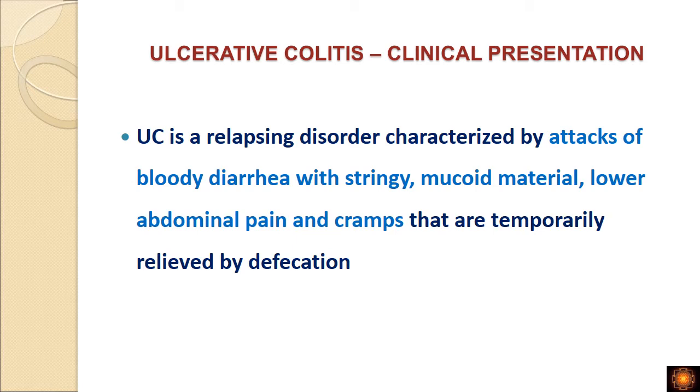Now the clinical presentation, how the patient will present: he will have attacks of bloody diarrhea with stringy mucoid material, and he has severe lower abdominal pain and cramps which are relieved by defecation. This is the classical presentation, and the patient will have relapsing periods. Some periods he will be asymptomatic, later on again he has a relapse of the condition.